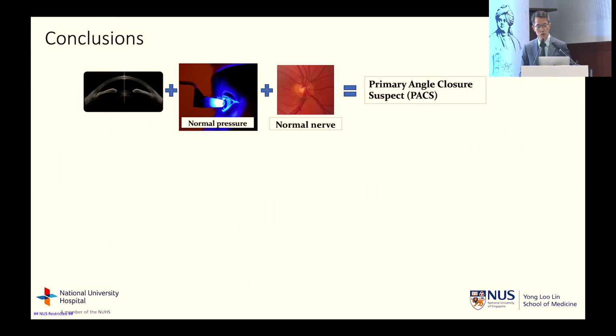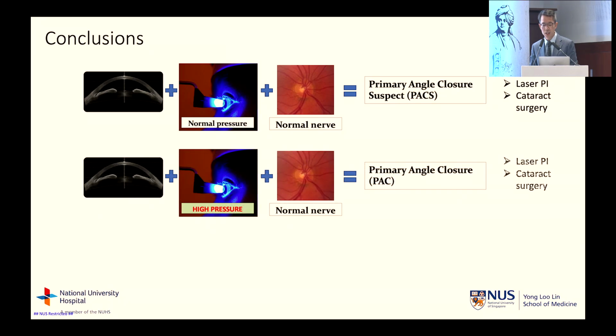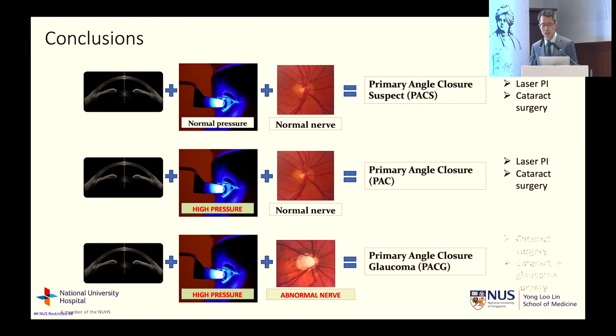In short, in conclusion, in patients with PACS, the options include conservative management. I'm beginning to do more and more of this. You can do laser PI if pupil block is the main mechanism, or you can consider early cataract extraction if the patient has cataract. If the patient has PAC, it's either laser PI or cataract surgery. My practice has shifted towards more cataract surgery in this group of patients. And lastly, with primary angle closure glaucoma, you may have no choice but to perform glaucoma surgery in these patients.